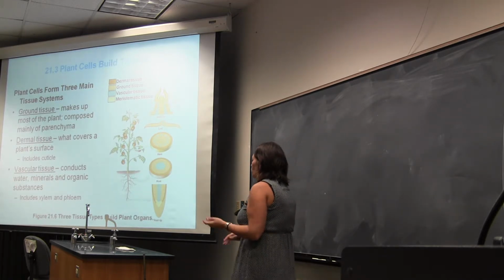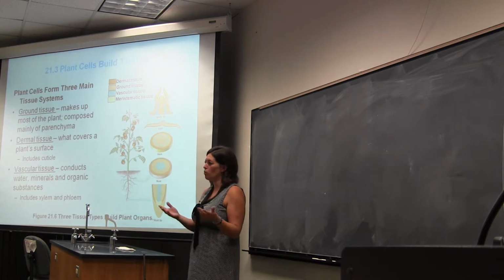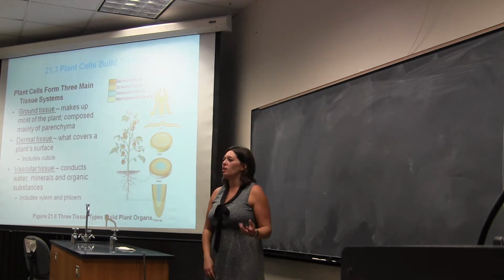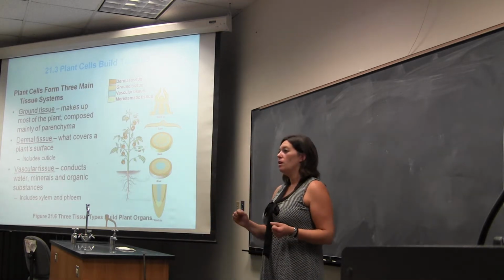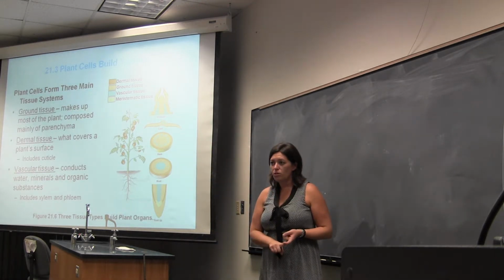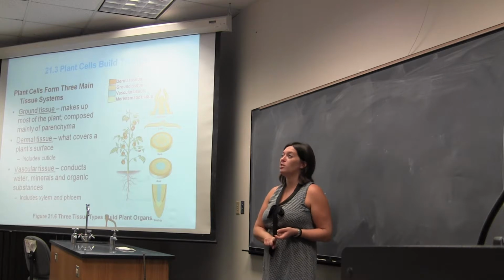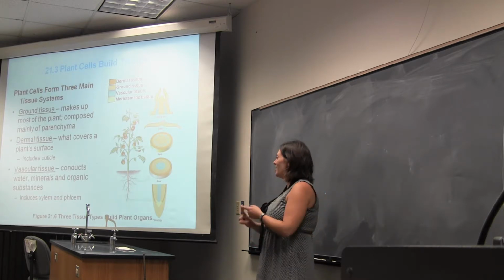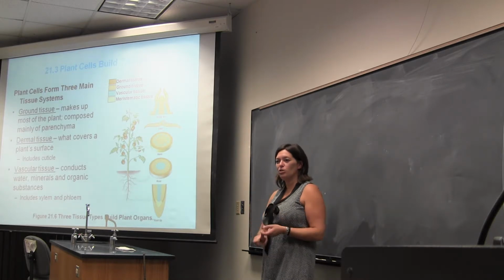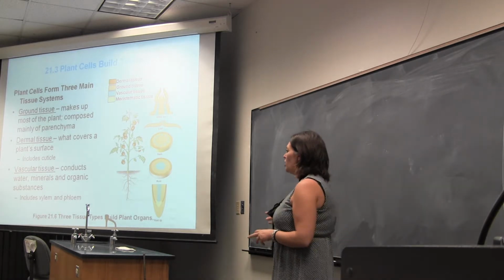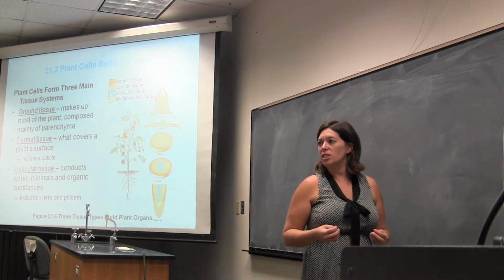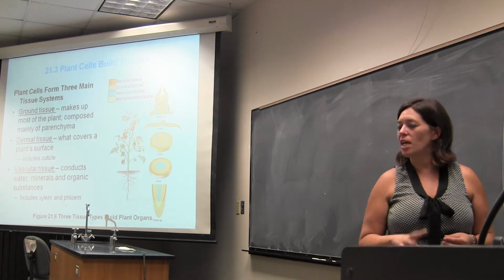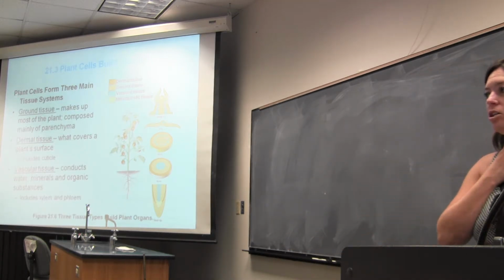And then we also have the vascular tissues, which is what we were just talking about, the xylem and the phloem. So the three main tissue types in plants are going to be the ground tissue, which is parenchyma and sclerenchyma. And then you've got the dermal tissue, which is going to include the cuticle. And then finally you've got the vascular tissue, which is going to include the xylem, which is carrying water and nutrients, and then the phloem, which is carrying sugars around.